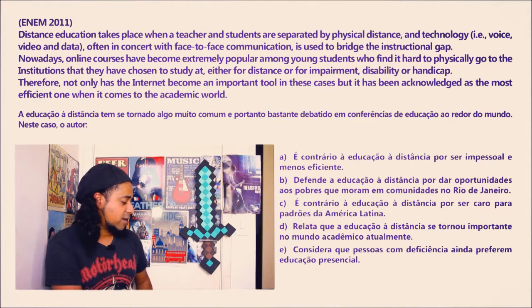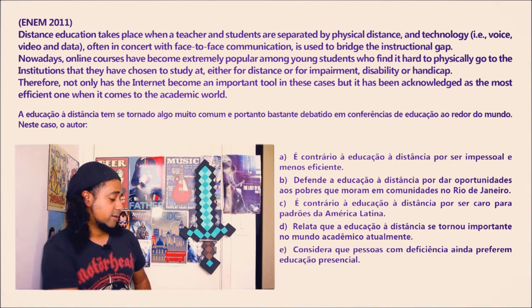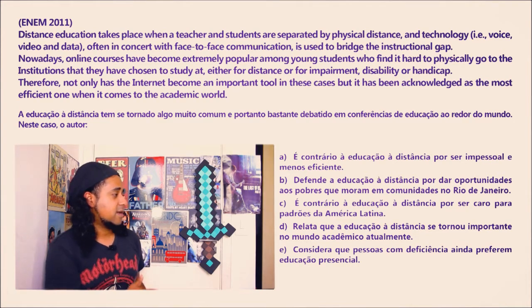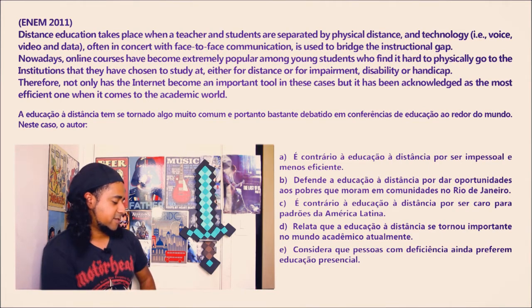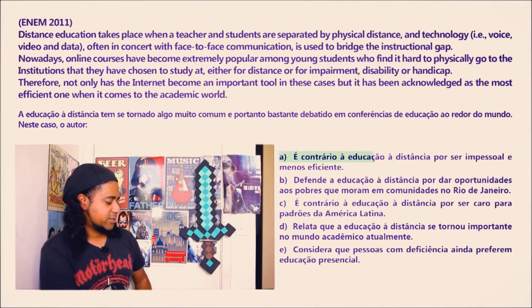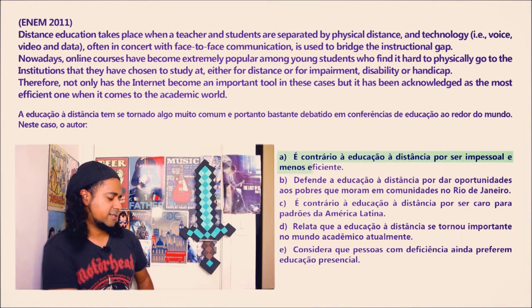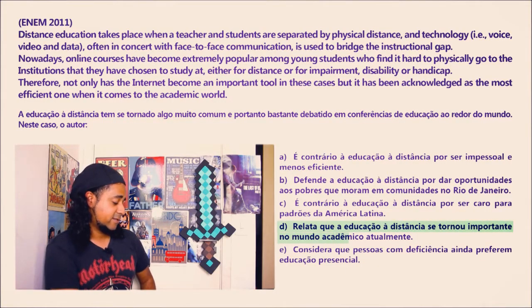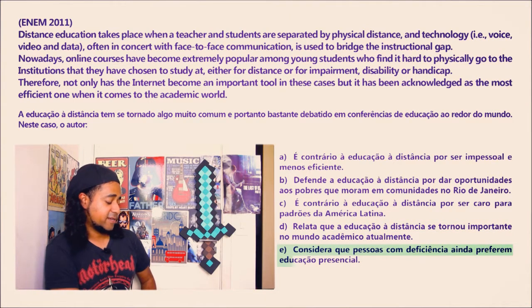Okay, the question is, online education has become very common and it's been debated around the world. So the question here is about the author's opinion about online education. And the alternatives are A. He's against online education because it's not personal and it's less efficient. B. He defends online education because it's a good opportunity for the poor. B. He's against online education because it's very expensive. E. He says that it has become important nowadays. Very important. E. He says that handicapped people still prefer face-to-face education.